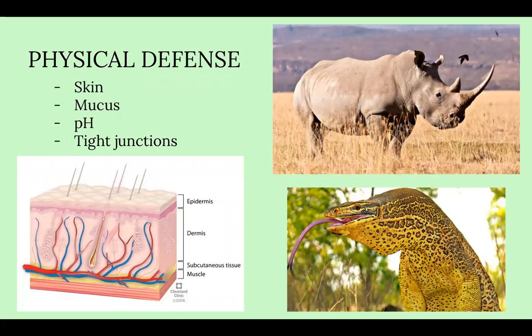So for physical defense, there is skin, which is the main component. It is the largest organ in the body, and the tight junctions between the epithelial cells are really what keep anything from entering. Then there are the mucous membranes, which line your nose and your throat, which prevent pathogens from being inhaled, essentially. And then there is pH, so there's a very low pH in the stomach acid, which also helps to break down things before they can harm you.